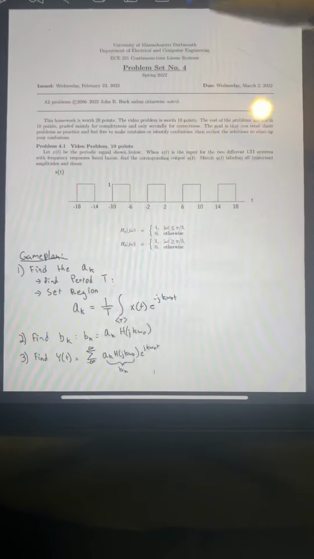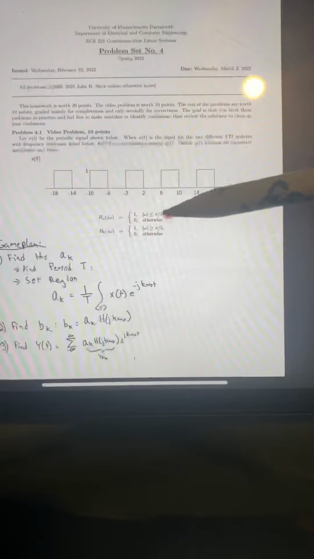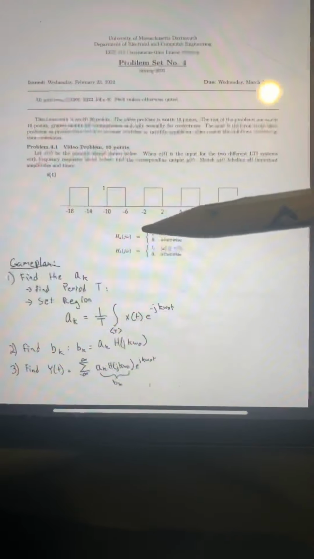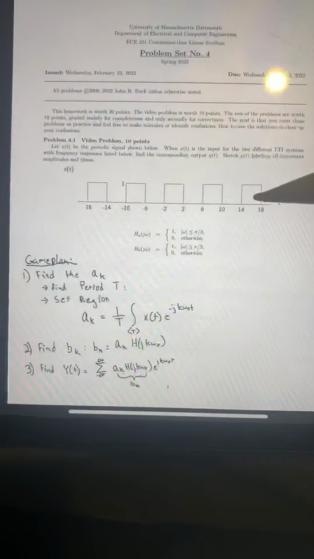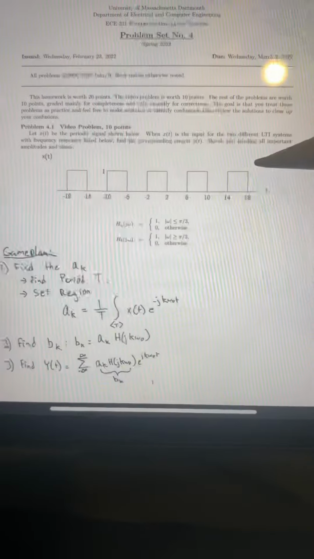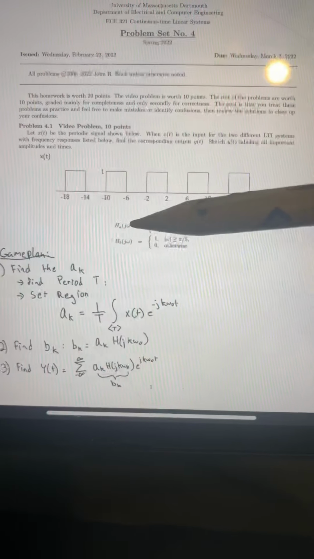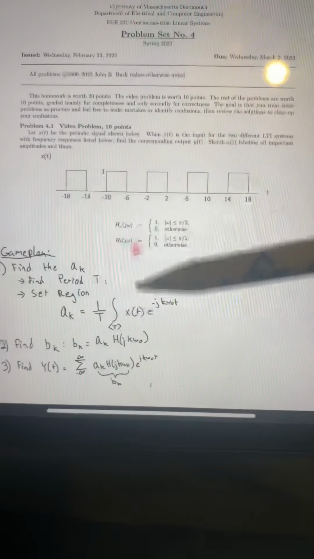Today we're going to be solving for problem set 4, where our goal is to find our y sub t. With the input x of t, with these h of j omegas, we're going to first solve for h of a, and then we're going to solve for it with h of b. The good thing about this is that once we solve for our a sub k coefficients, we could use the same coefficients for h of a and then for h of b and for whatever problem that we have.